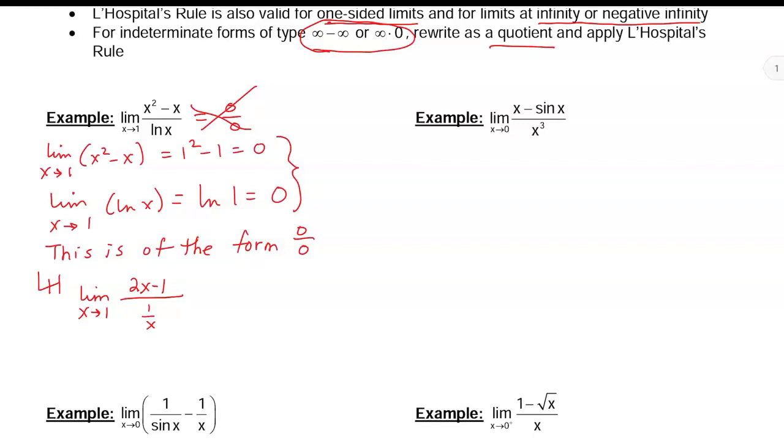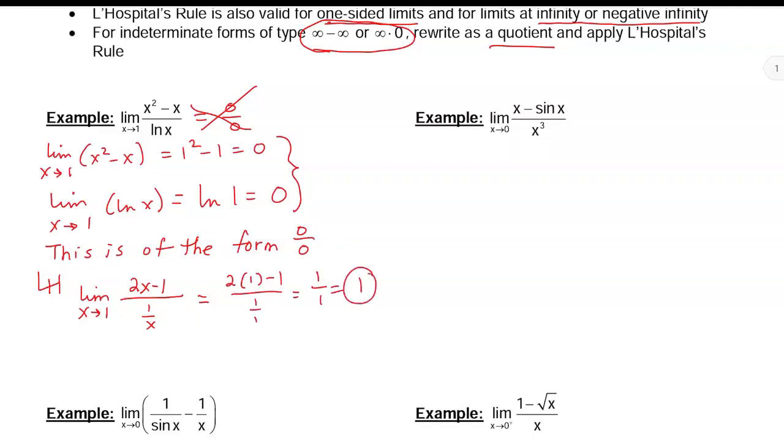This was not quotient rule. Notice how I took the derivative of the top separate from taking the derivative of the bottom. Now if I try to take the limit, I get 2 times 1 minus 1 over 1 over 1, which is 1 over 1, which is 1.